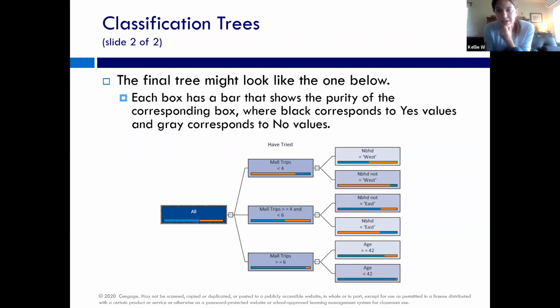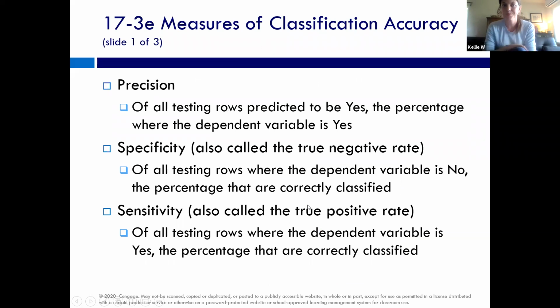So then we would split that into some more factors like west or not west, not east and east, and then by age. And we split mall trips down here by age. So if we're looking at mall trips greater than or equal to 6, and we look at how many of those people are greater than or equal to 42 or less than 42, you can see by the time you get to this rule right here, they're nearly all yeses. So you can stop trying to split out this data set to develop rules.